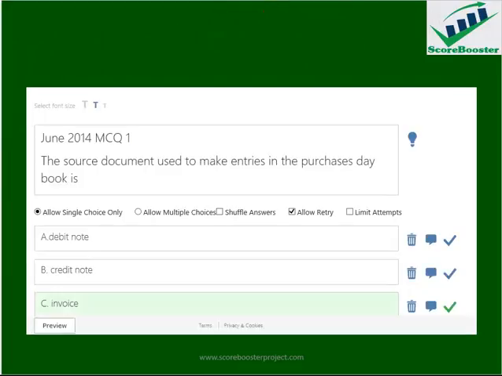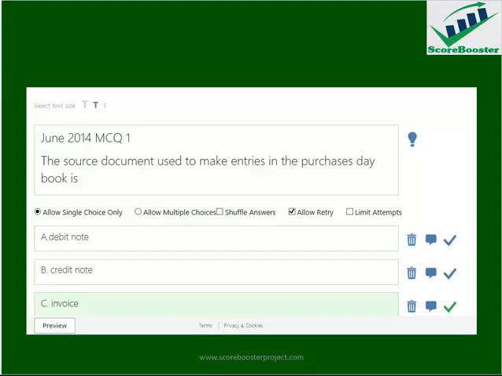Now, in June 2014, this is WAEC. The examiner asked WAEC students a question: the source document used to make entry into the purchases day book. We've not done that yet, but the sales day book is used for taking care of credit sales, and that will be what? Invoice. Invoice is the correct answer here. By the time we get to the books of original entry, we shall know more of that later on. So this is what we need to know regarding the source document.